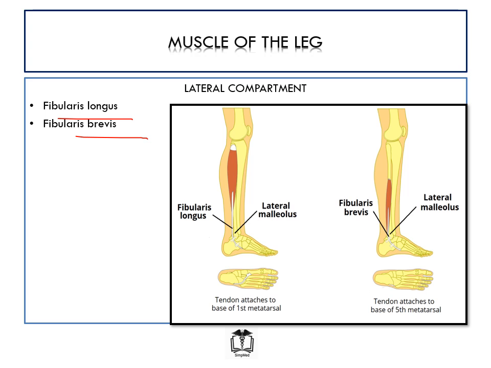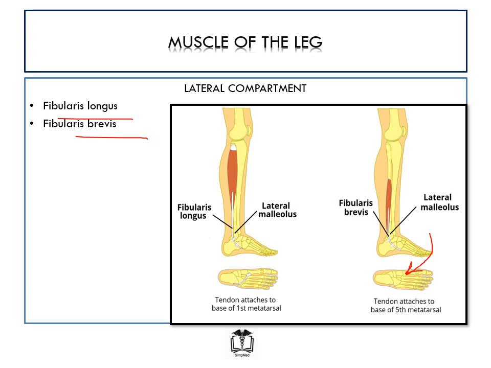Eversion is a displaced movement away from the midline, and plantar flexion is movement of the foot, downward movement of the foot, whereby we are standing on our toes rather than our heel. In terms of the differences between the fibularis longus and brevis, they tend to be different in terms of their origin points and insertion points.